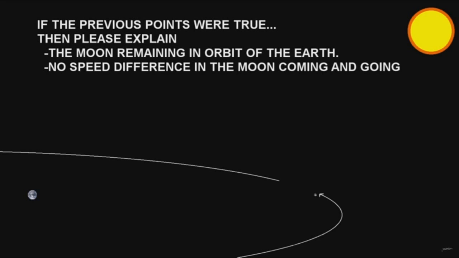Next, you try to correlate this by asking, if the same principles apply, why doesn't the moon get pulled into the sun when it is on that side of the Earth versus when it's on the far side of the Earth from the sun? And then you offer a second question as to why it doesn't have any speed difference when it is coming versus when it is going. I can answer this pretty simply.